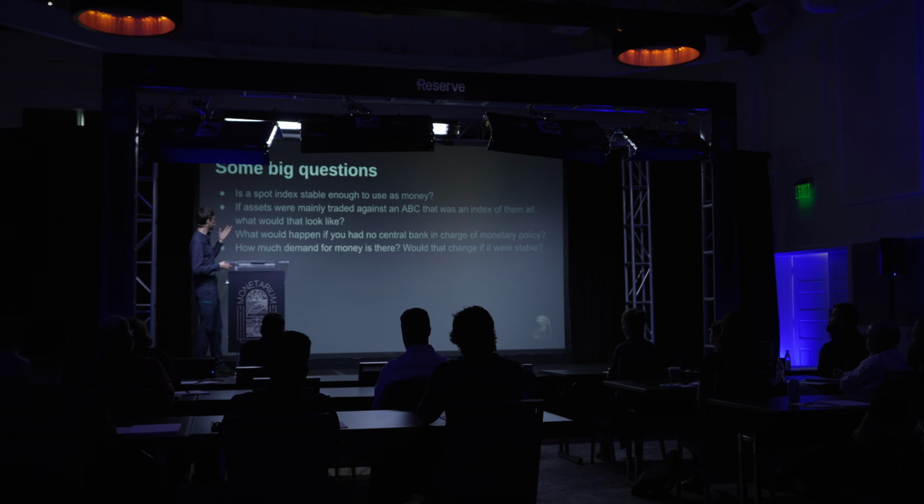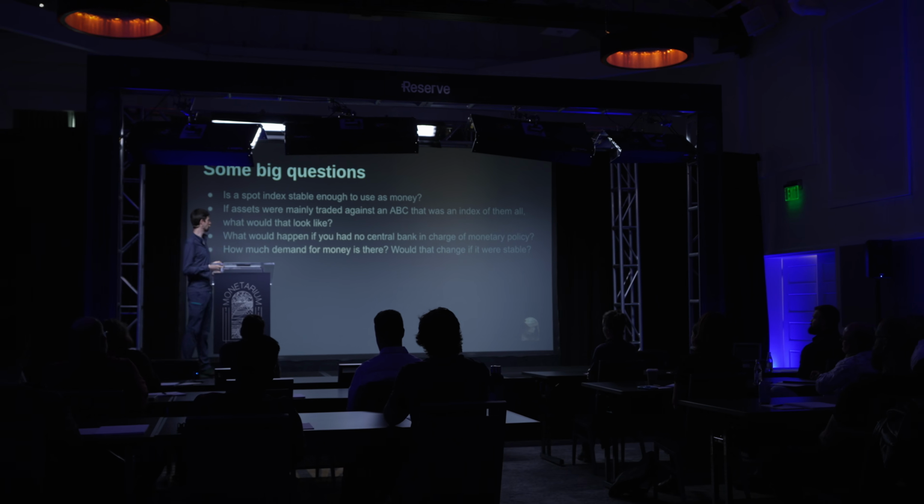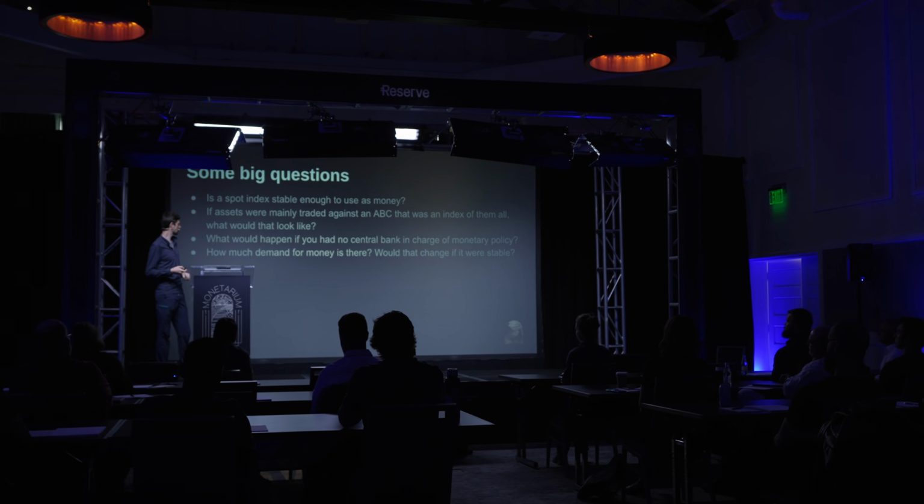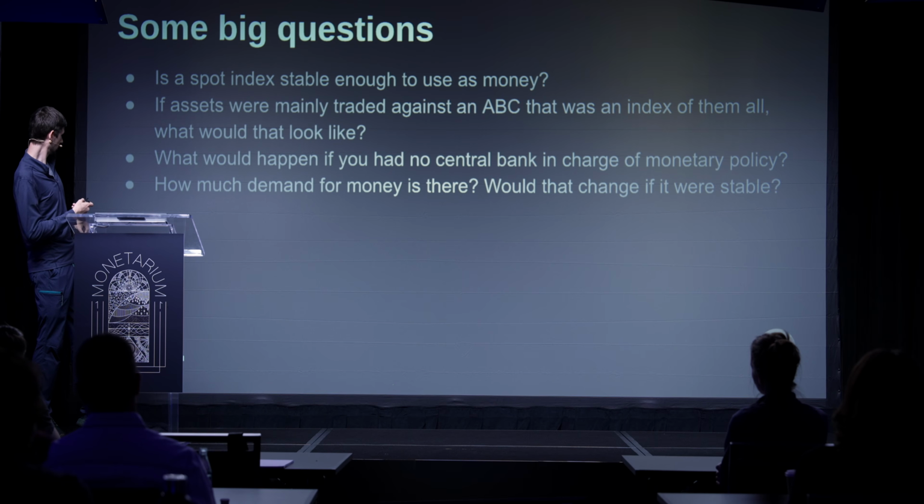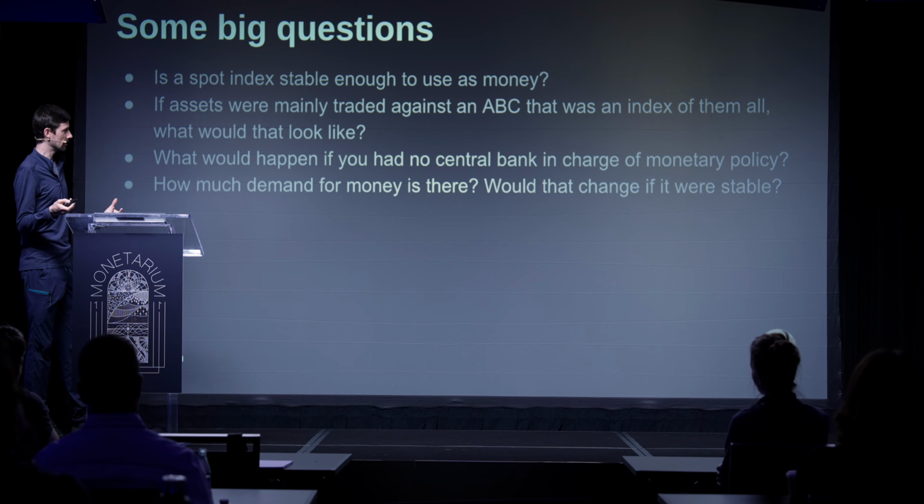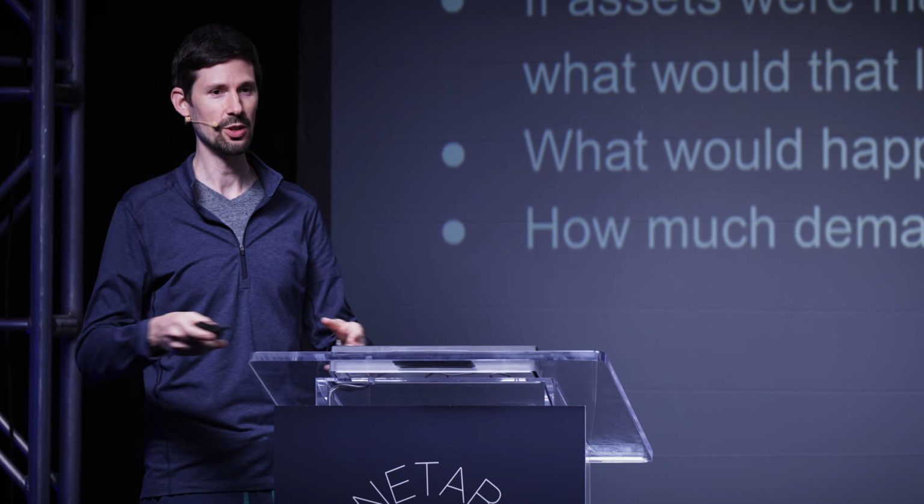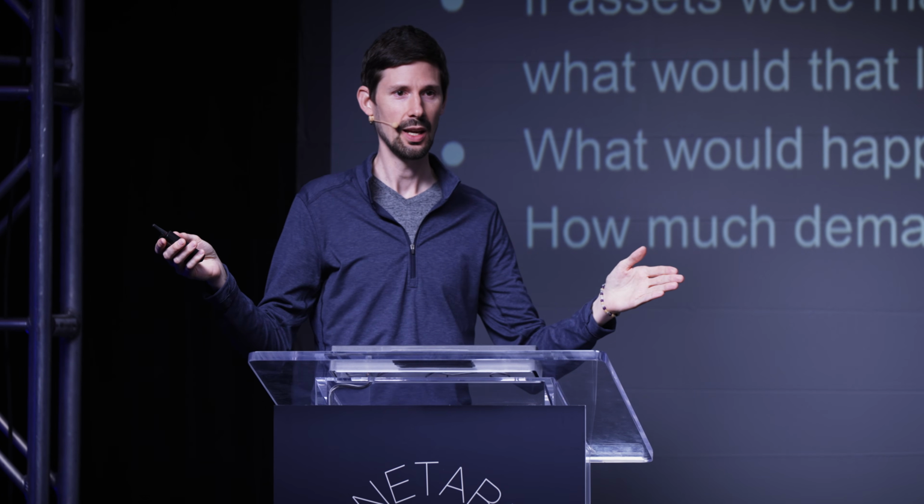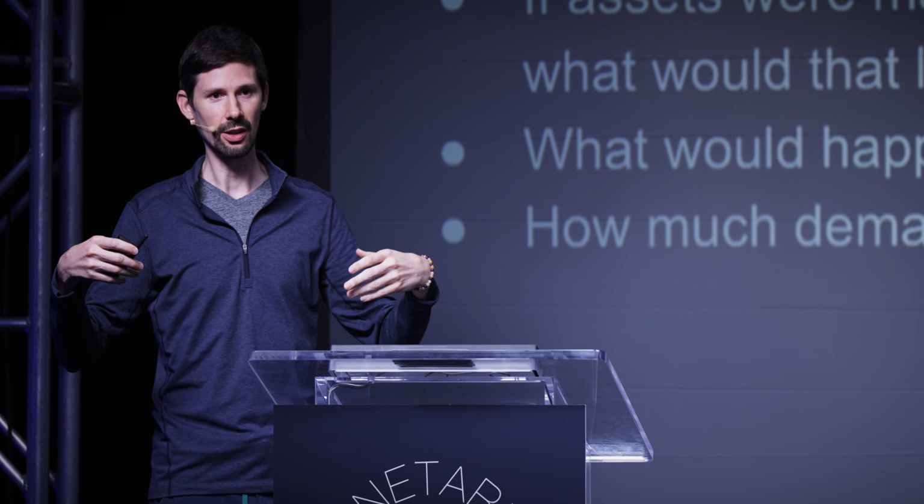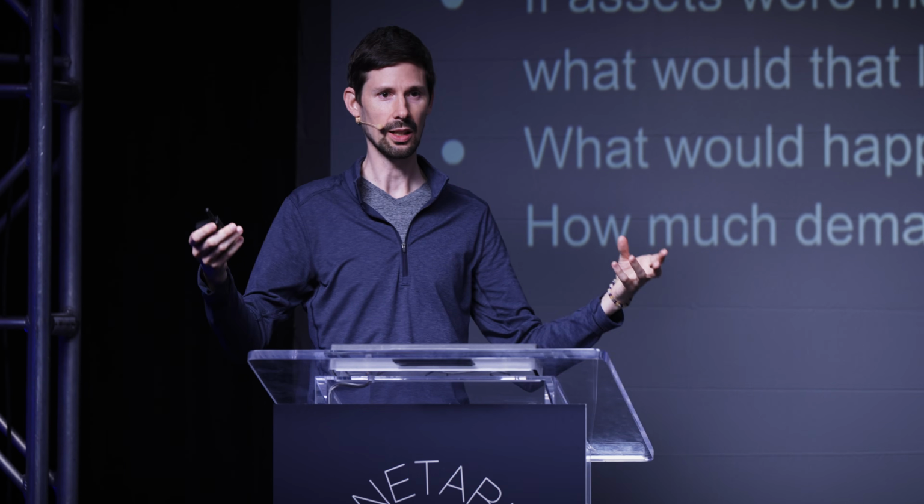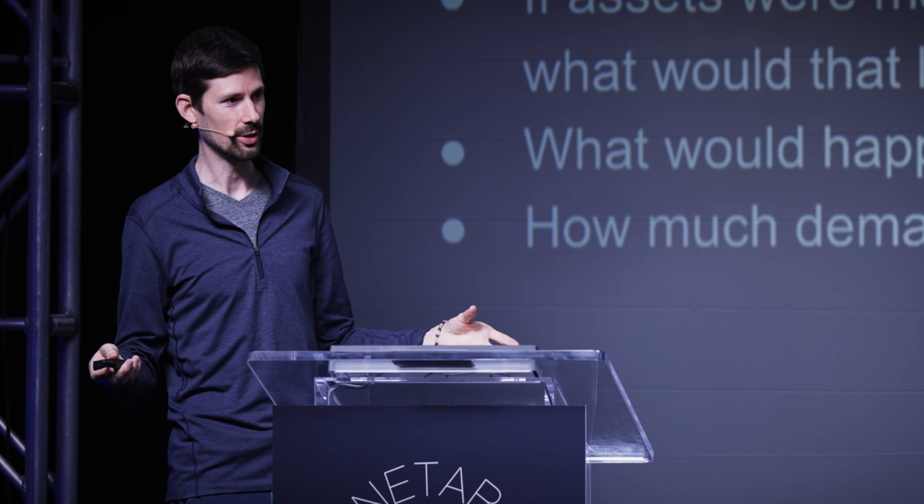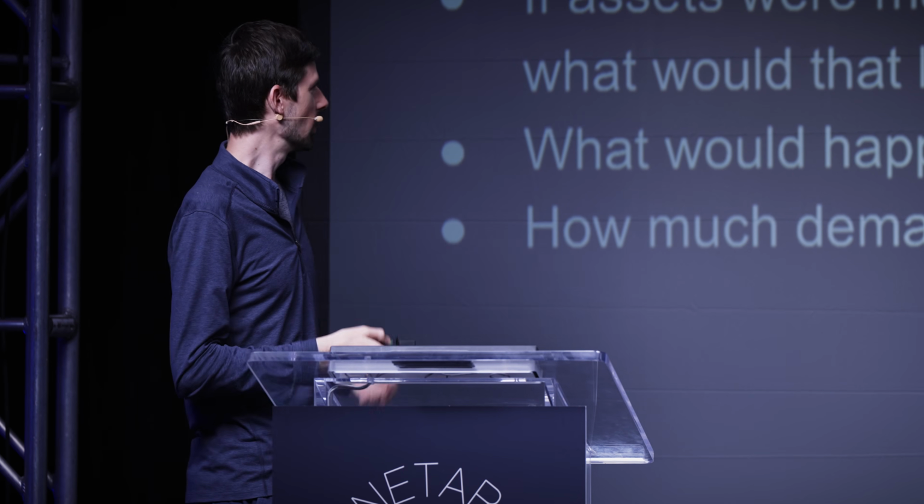I personally think it's probably not stable enough, and so I've started to think about what to do about that. But that's the sort of conversation I want to have here. What if assets were mainly traded against an asset-backed currency that was an index of, imagine you have 1,000 assets in the world, and instead of trading them all in a market against the dollar, you trade them all in a market against an index of all 1,000. What does that even mean?